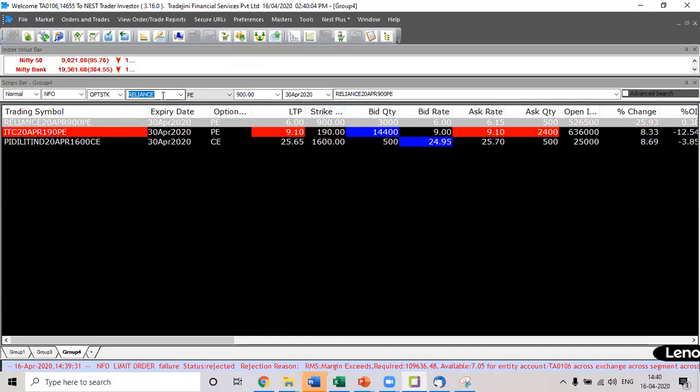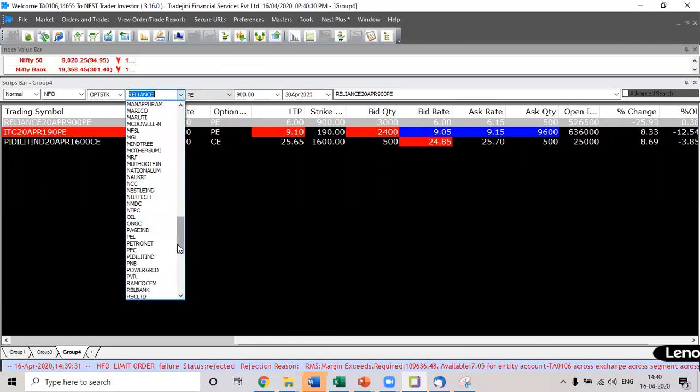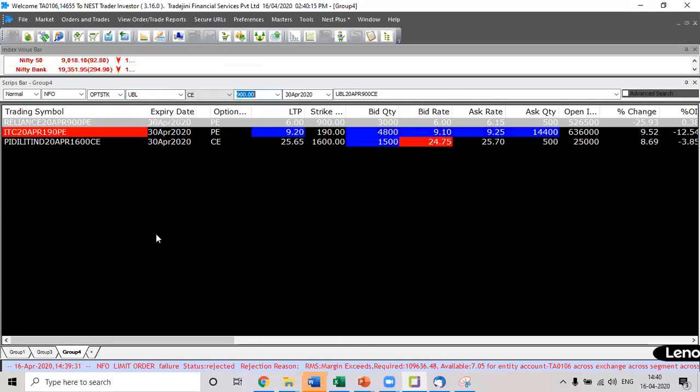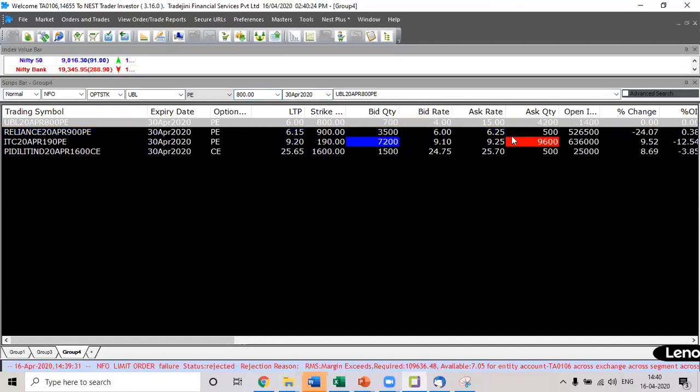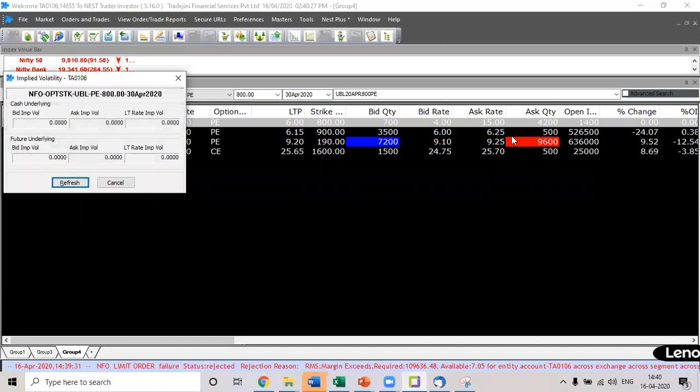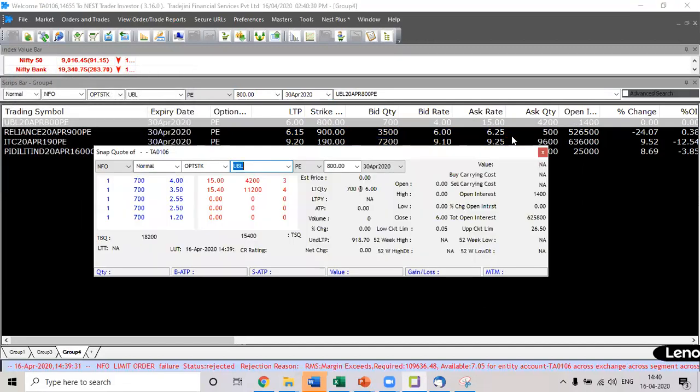Like that, I'm also confident that United Breweries Limited, UBL, will not come below 800. So I can go and sell an 800 put option, and you can see here people are willing to pay me 4 rupees for it, because this person is confident it may go below 800, but I'm confident it will not go below 800. So basically I take 4 rupees from him.